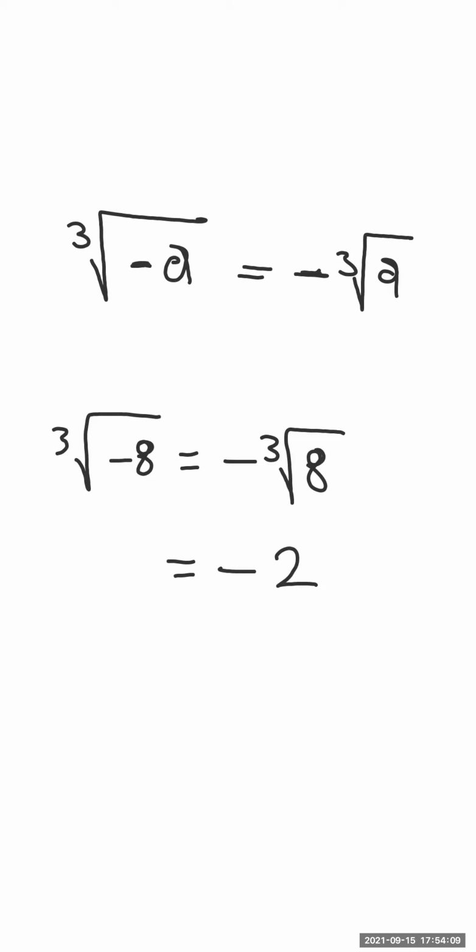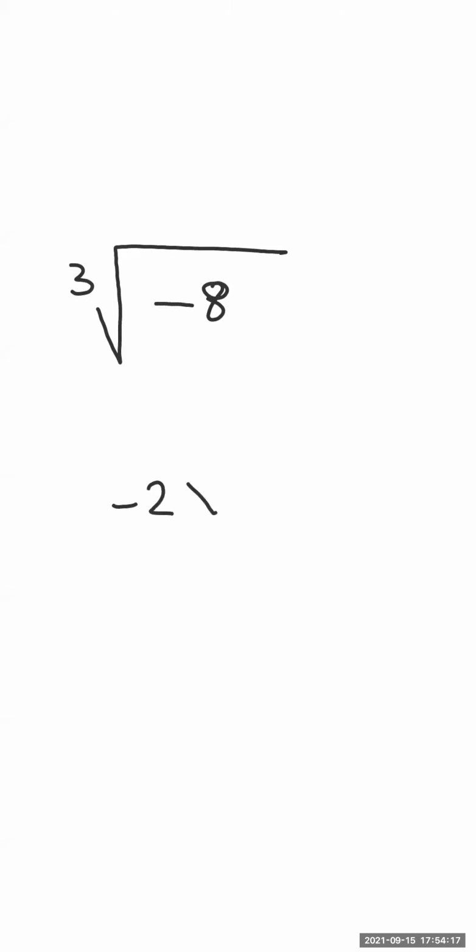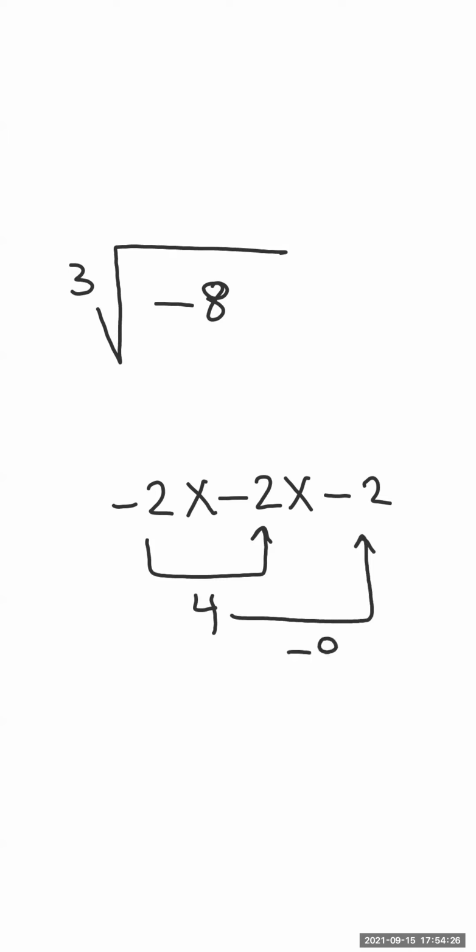That's because the cubic root means the number is multiplied by itself 3 times. So in this case, we can say it's -2 times -2 times -2. So -2 times -2 means 4. Then 4 times -2 means -8. So actually, -2 is the cubic root of -8. So if the cubic root is of a positive number, it will equal a positive number. If it's a negative number, then it will equal a negative number.